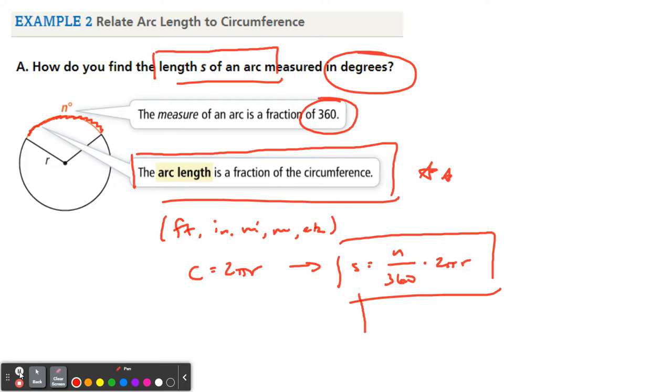So again, S stands for arc length. So this formula we need to try to put to memory, okay? And sometimes I'll show you that I find the circumference first, and then I multiply by the fraction second. So you'll see as I go through some problems here.